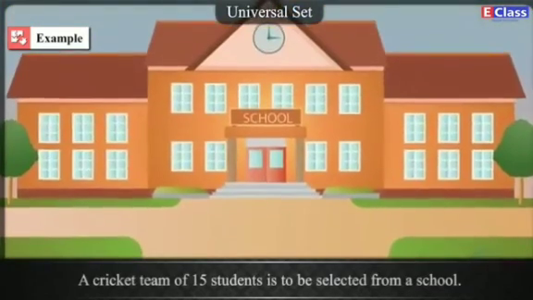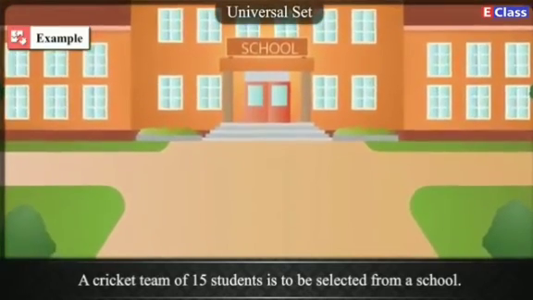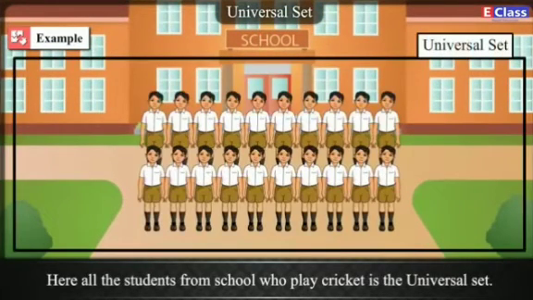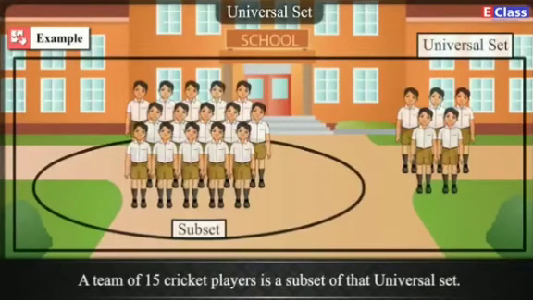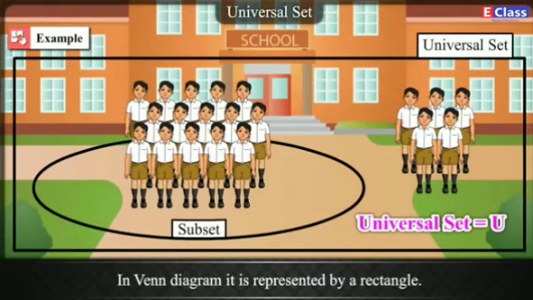Example 2. A cricket team of 15 students is to be selected from a school. Here, all the students from school who play cricket is the universal set. A team of 15 cricket players is a subset of that universal set. Generally, the universal set is denoted by U, and in Venn diagram, it is represented by a rectangle.